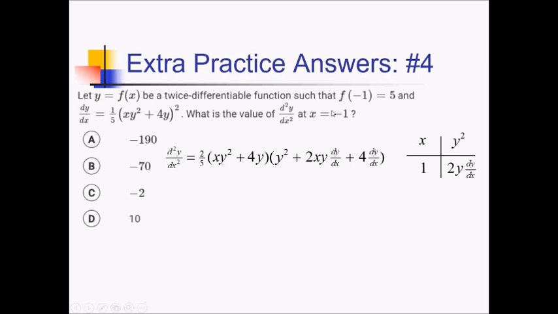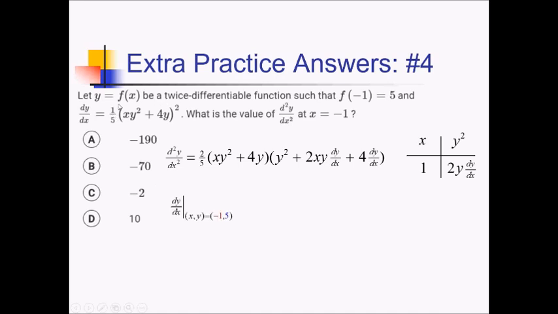So we've got -1 for the x values. We've got 5 for all the y values. But what about dy over dx? We need something for that because that is its own variable. So to find dy over dx, we have to actually plug -1 and 5 into the dy over dx formula that they already gave us. So let's go ahead and do that.